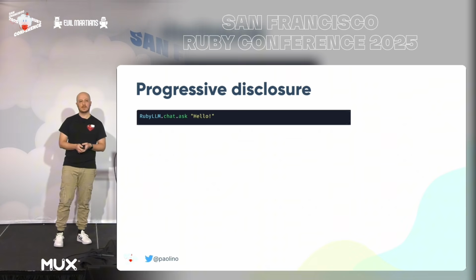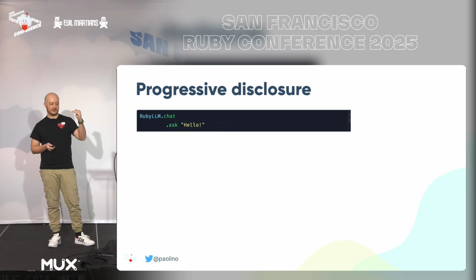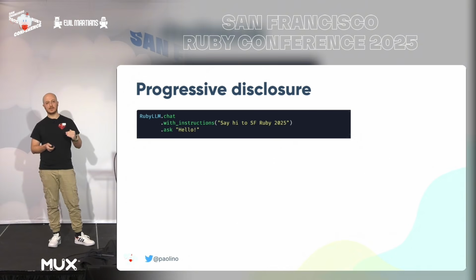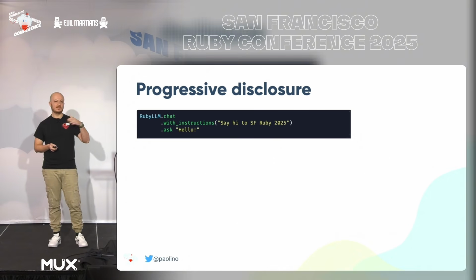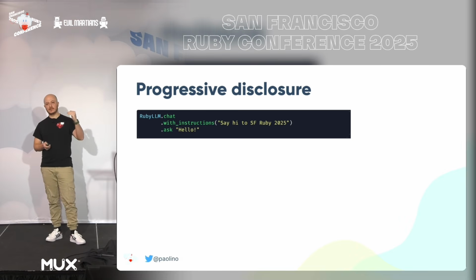The other principle is progressive disclosure. So what is progressive disclosure? Well, it's simply disclosing all of the different instructions one at a time. So you can start from the most basic kind of way of calling an LLM and adding all of the instructions that you want one by one.